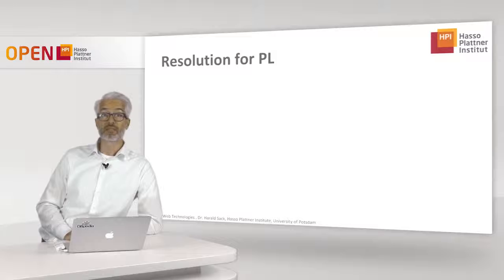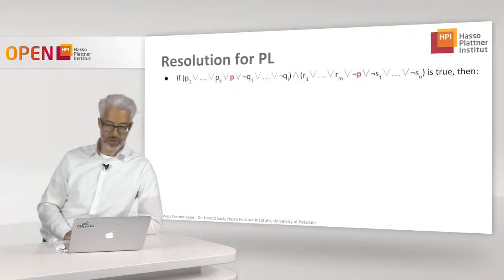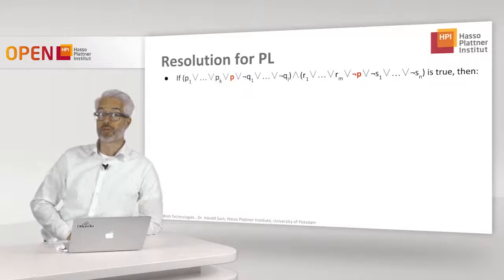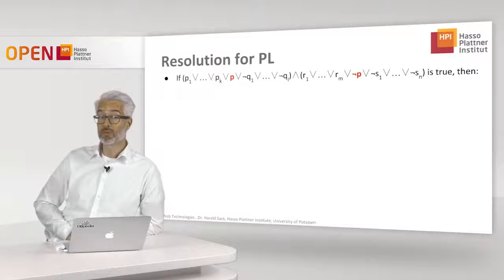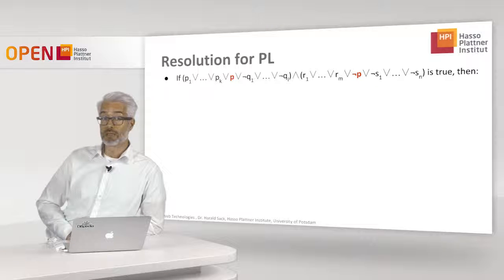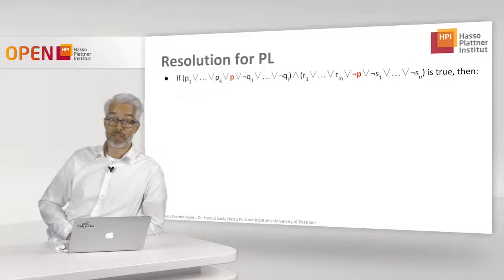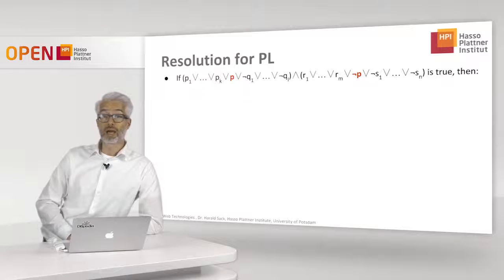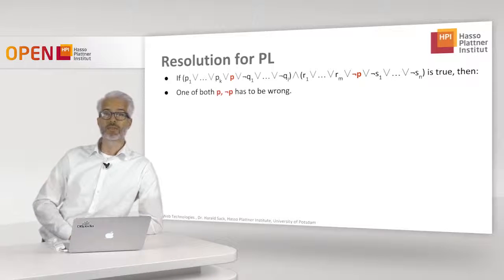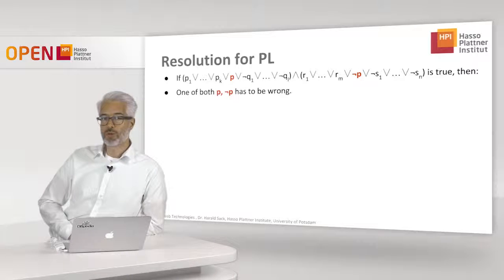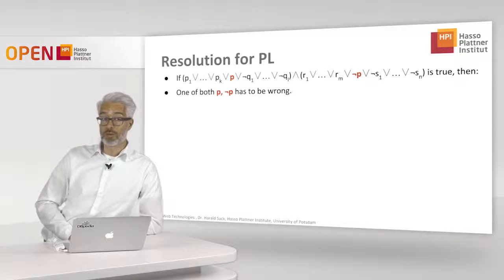So let's talk about the basic principle, and we start, of course, with propositional logic. In propositional logic, we are always dealing with conjunctive normal forms for the resolution. So you are looking here at a clausal form, which consists of a conjunction of two clauses, and the two clauses themselves are disjunctions. If we have the same variable in both parts of this clause, once negated and once not negated, then of course one of both must be wrong. Either P is wrong or not P is wrong.